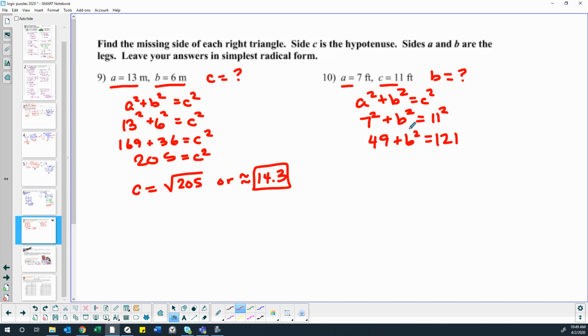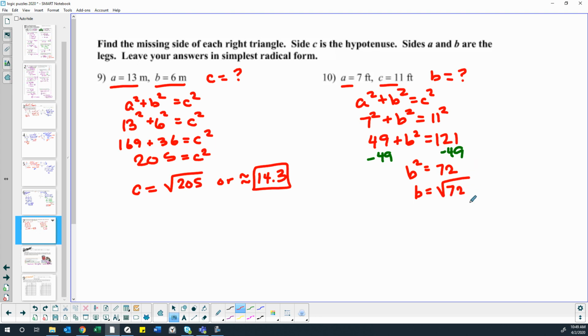This time we're trying to find B. So it's not by itself currently. We have to get it by itself by subtracting that 49 from both sides. That will give us B squared equals 121 minus 49. So that's a 72. That's B squared. And then B is going to be the square root of 72.